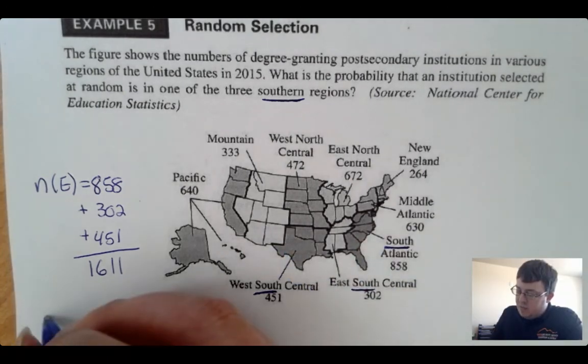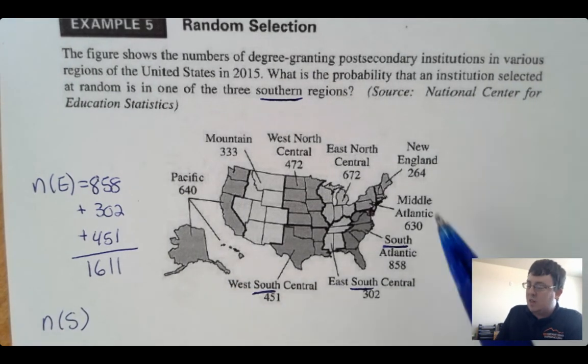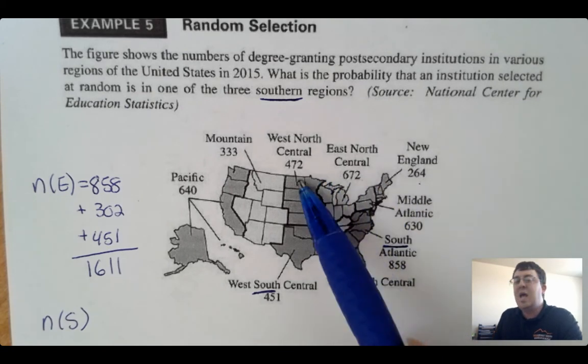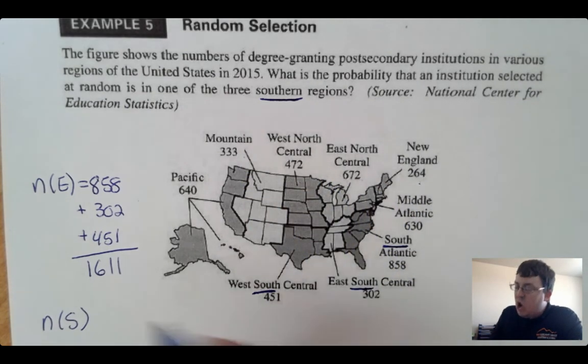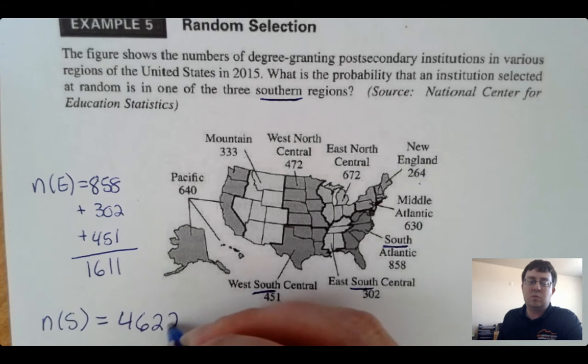The number of outcomes in the sample space is the addition of those plus all the other ones, the New Englands, the East North Central, the West North Central, the Mountain, and the Pacific. If you add all of those up, you should get 4,622. So make sure you get that.